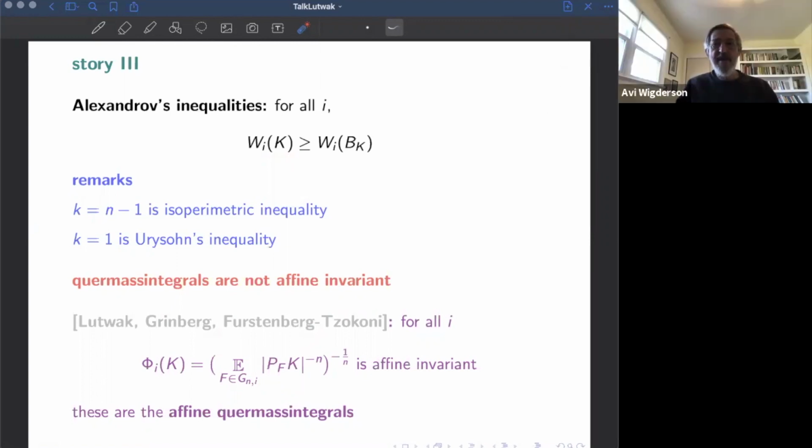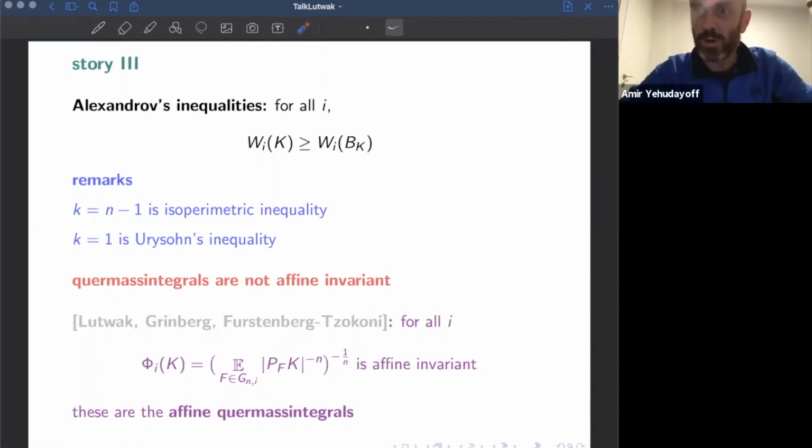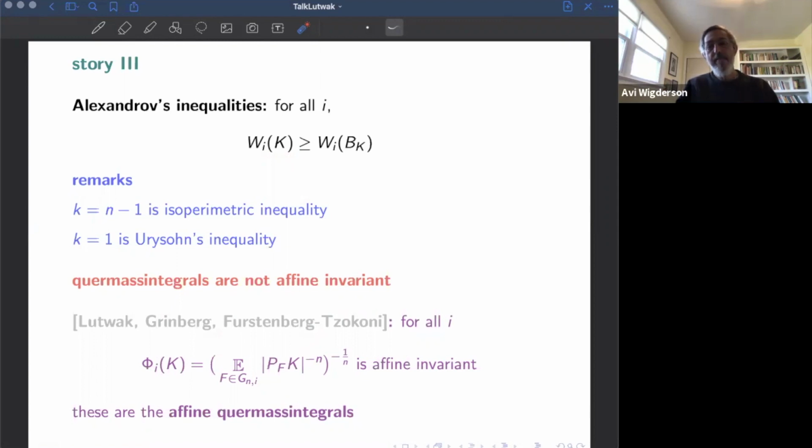So, Amir, affine invariant, you mean transformations that are affine and preserve volume, or all of them? Preserve volume, yes. Volume preserving affine transformation. Yes.